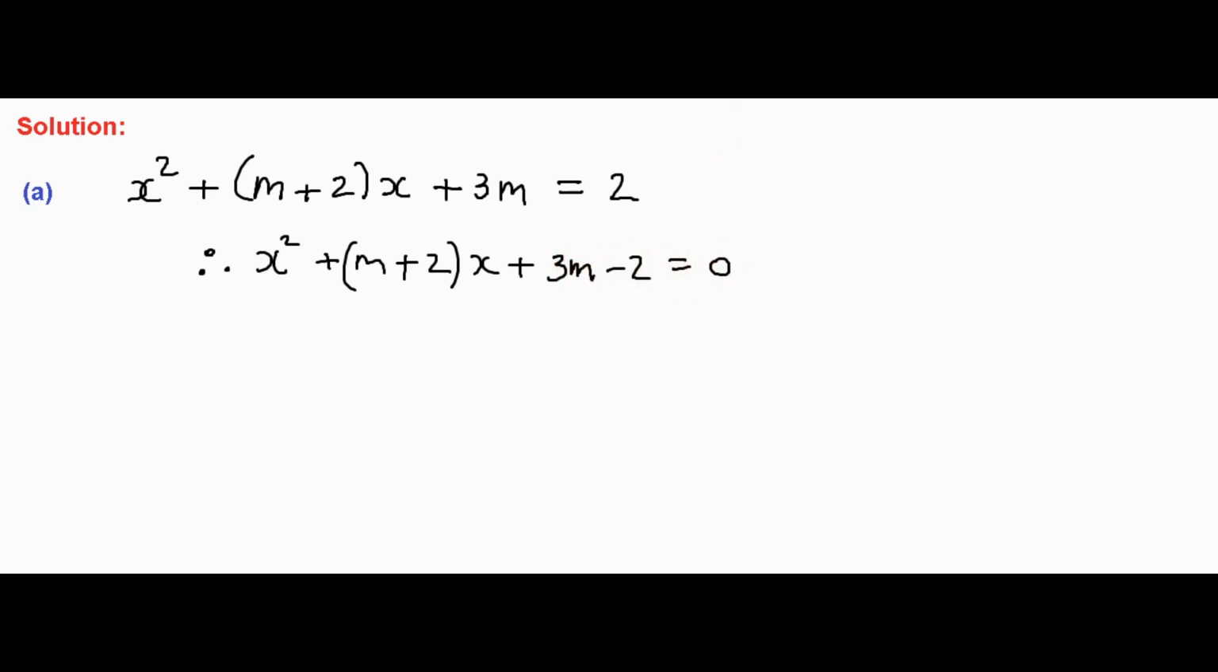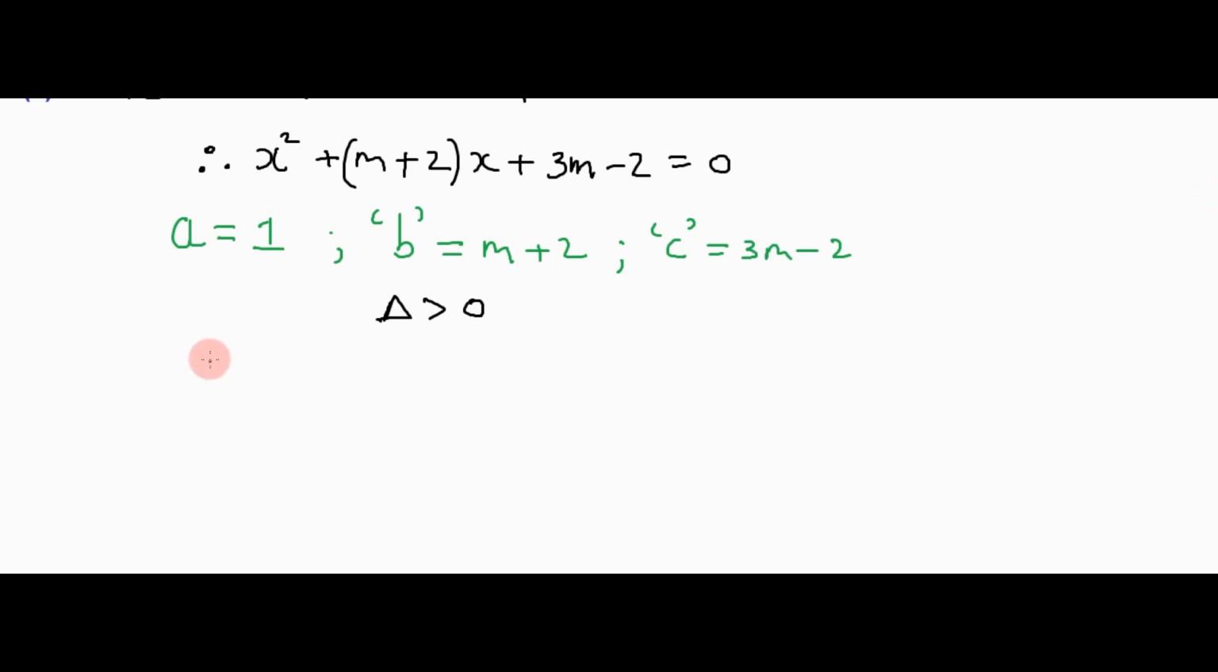Now we can write down the values of a, b, and c. So a, the x squared coefficient, is 1. B, the x coefficient, is m plus 2. And c, the constant, is 3m minus 2. We said that the roots must be distinct but real, so delta must be strictly greater than 0.